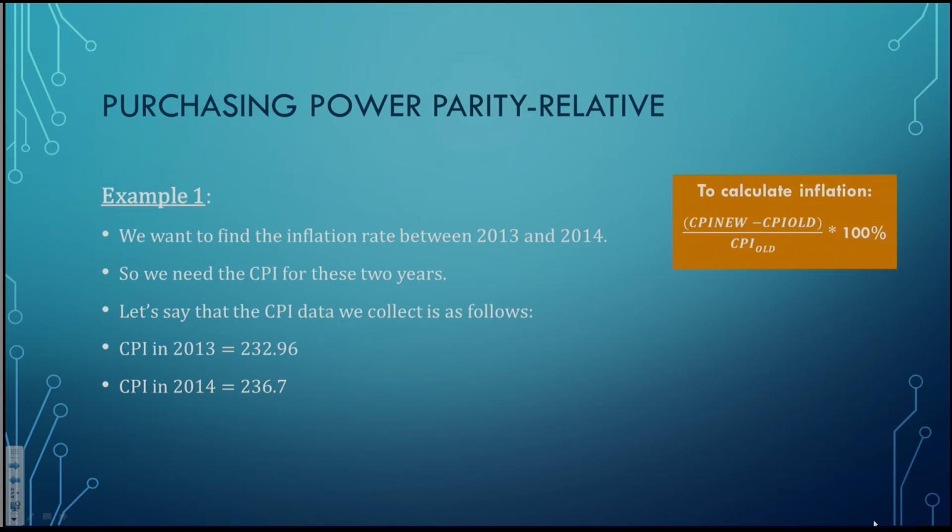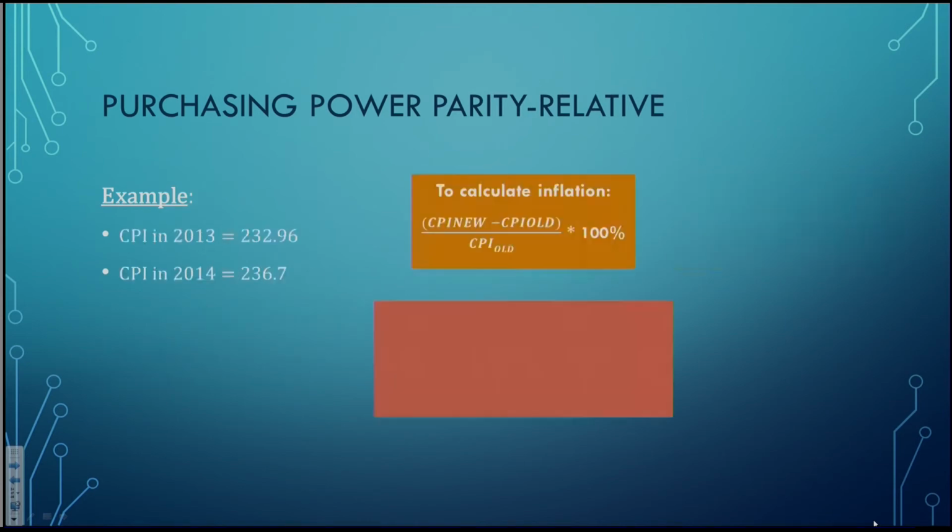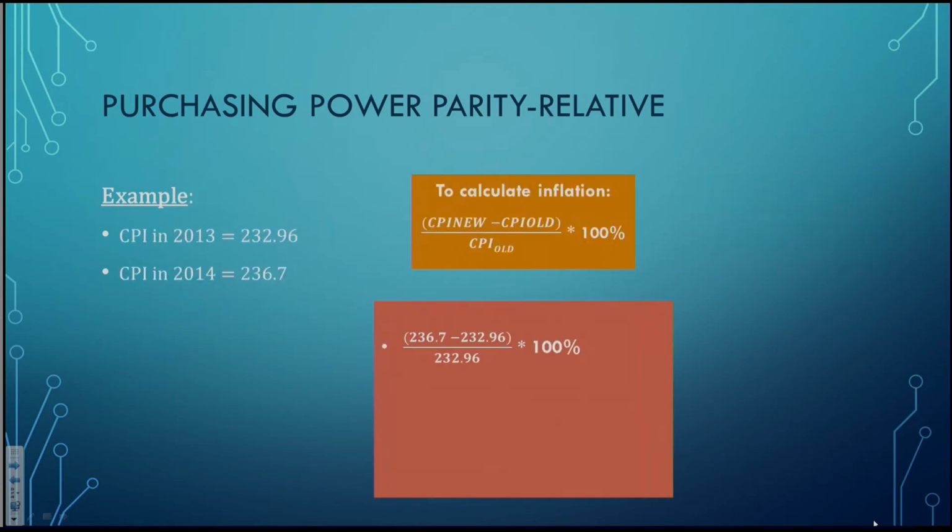All right, if you need more time, pause the video. I'm going to go ahead and move on. So there's our equation. So you put the new CPI minus the old CPI over the old CPI multiplied by 100%. So make sure you have everything in the right place. Then I just clean up my equation a little bit. 3.74 is now on the top. Do the math.